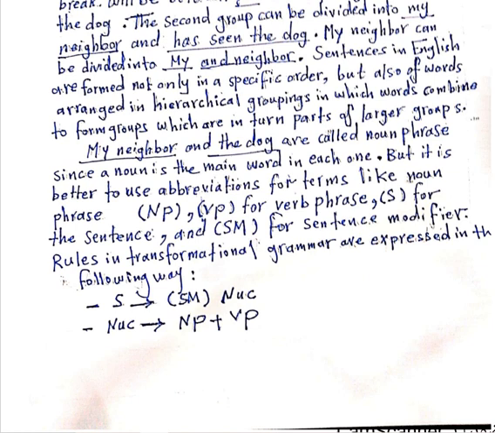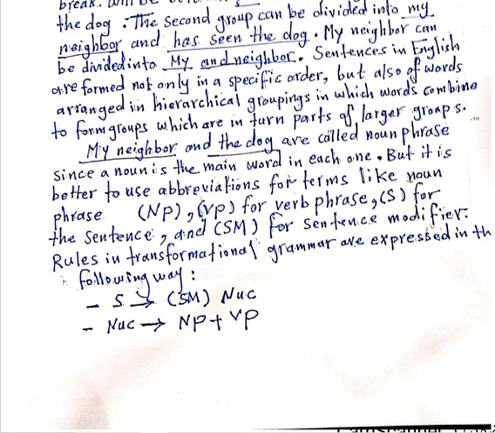Also, modifiers in a sentence should generally be placed as close to the noun as possible. That means we always put the modifier close to the noun or close to the phrase. That is what I want to explain about sentence modifiers.